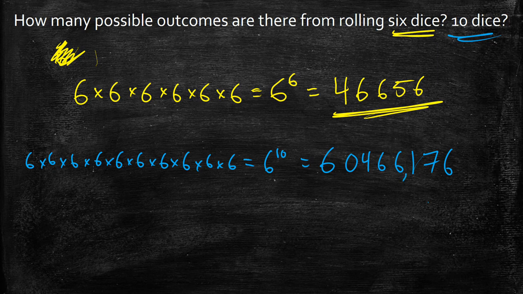Okay, so I'm going to add the commas in to show our places. So if you roll only 10 dice, you have 60,466,176 possible outcomes from combining all those dice together. So you can see the more and more events we add to our probability experiments, we start to get a much, much larger amount of possible outcomes.